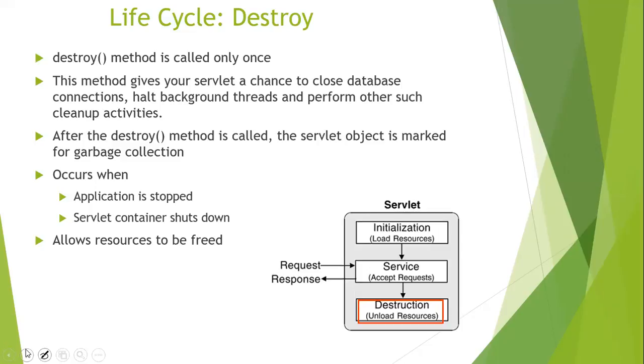It stops the thread, and after that, whatever request and response objects were created, those objects are marked for garbage collection. And this destroy method occurs when the application is stopped or when the servlet container is shut down. This destroy method allows to release or free all the resources. So thus we have seen the life cycle of the servlet.